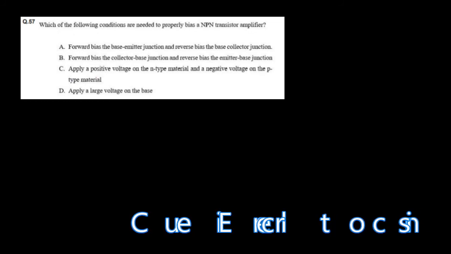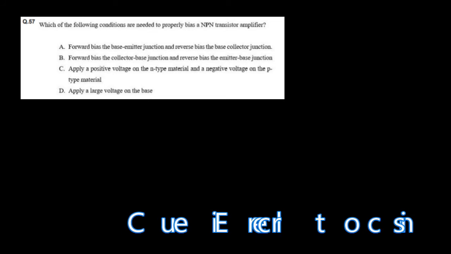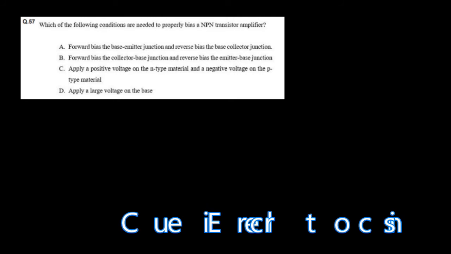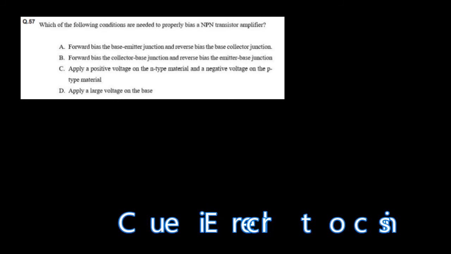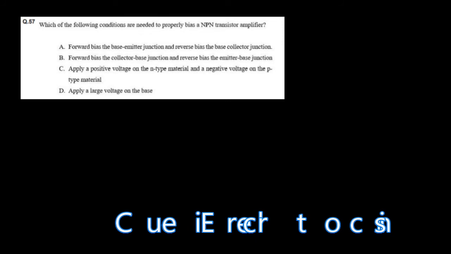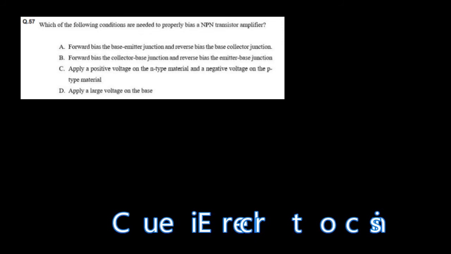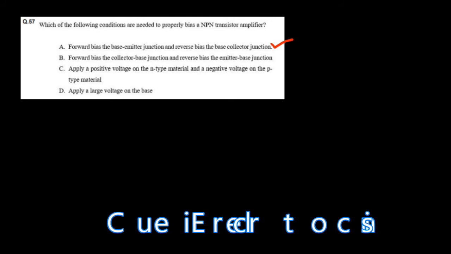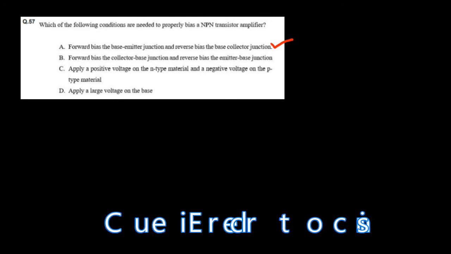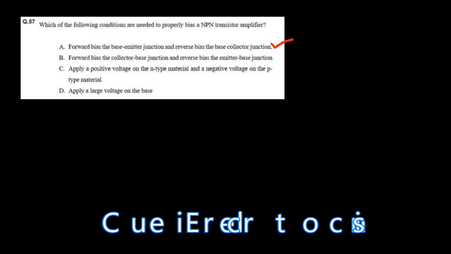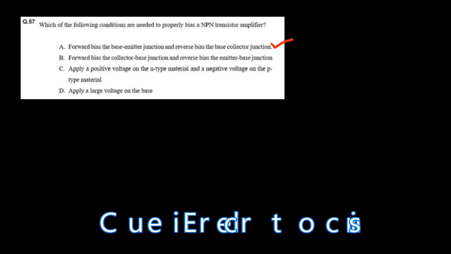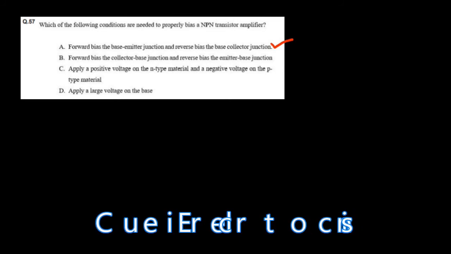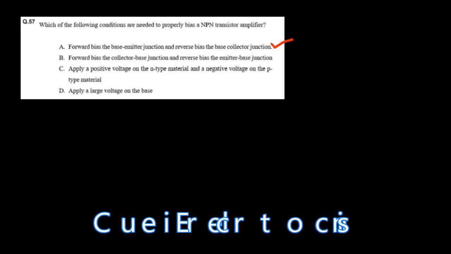Which of the following conditions are needed to properly bias an NPN transistor amplifier? What is the condition? Very simple. Forward bias the base emitter junction, reverse bias the base collector junction. So option A is the right answer.